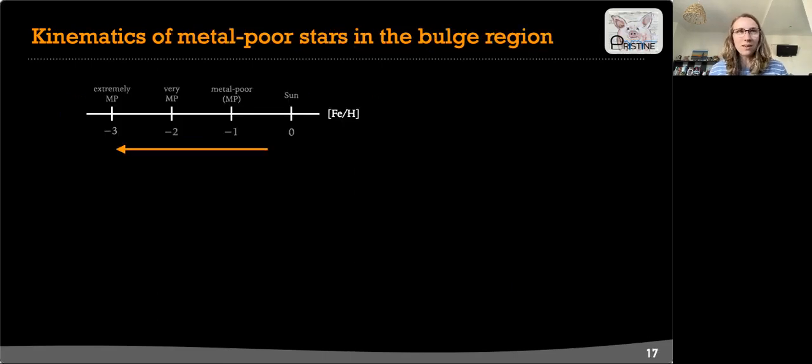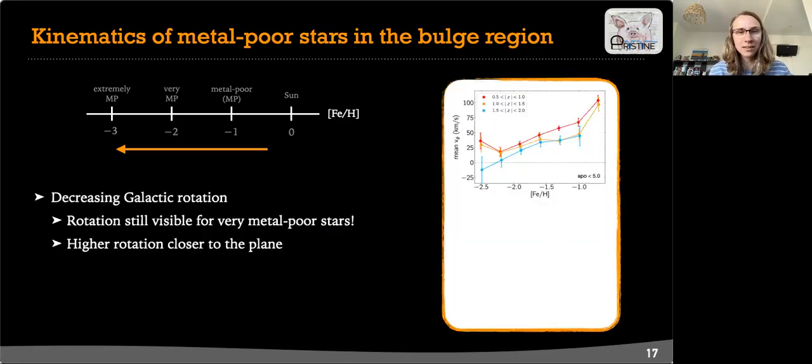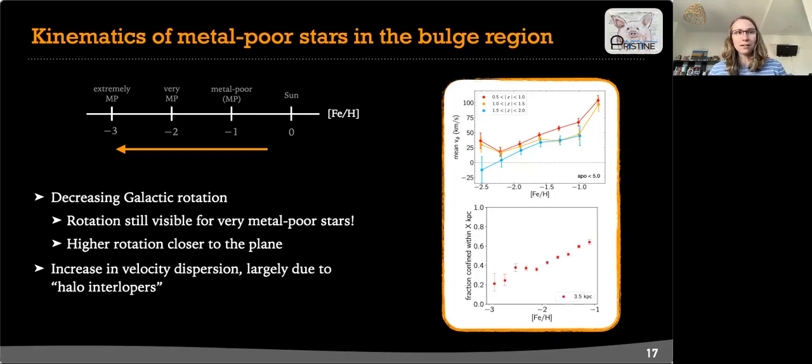So to summarize, what do the kinematics of metal poor stars do in the galactic bulge? If you get to lower and lower metallicity, there's a decrease in the galactic rotation, but it's still visible for very metal poor stars. And secondly, the rotation seems to be higher closer to the plane than further away from the plane. So this is an indication that these stars are not rotating as a solid body, but maybe more like a spheroidal rotation. And secondly, the increase in velocity dispersion, if you get to lower metallicities, is largely due to halo interlopers, stars coming from further away.